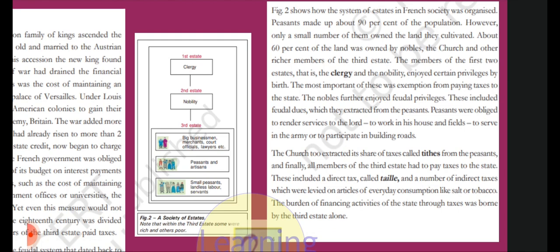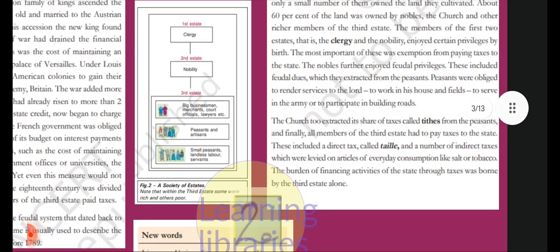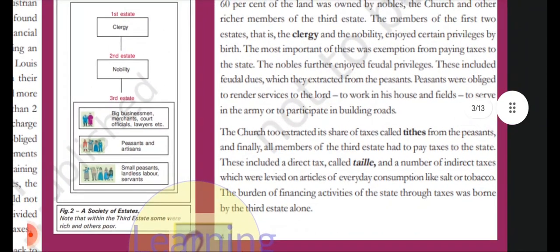Figure 2 shows how the system of estates in French society was organized. Peasants made up about 90% of the population. However, only a small number of them owned the land they cultivated. About 60% of the land was owned by the nobles, the church, and other rich members of the third estate. The members of the first two estates, that is the clergy and the nobility, enjoyed certain privileges by birth. The most important of these was exemption from paying taxes to the state.